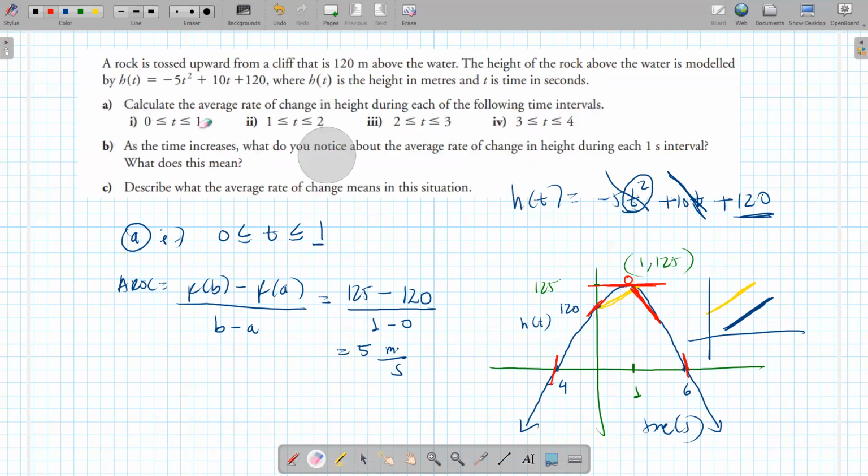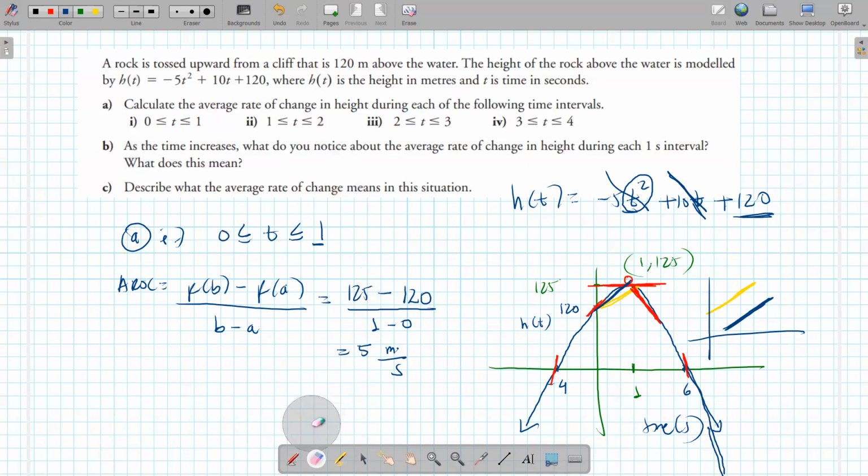As time increases, what do you notice about the average rate of change? Over here it was positive, right? For 0 to 1, it's positive. For 1 to 2, it's going to be negative. 2 to 3, it's going to be negative, but the number is going to be even bigger. And then from 3 to 4, it's going to be even bigger. As you follow this down and down, the slope is going to increase and increase.